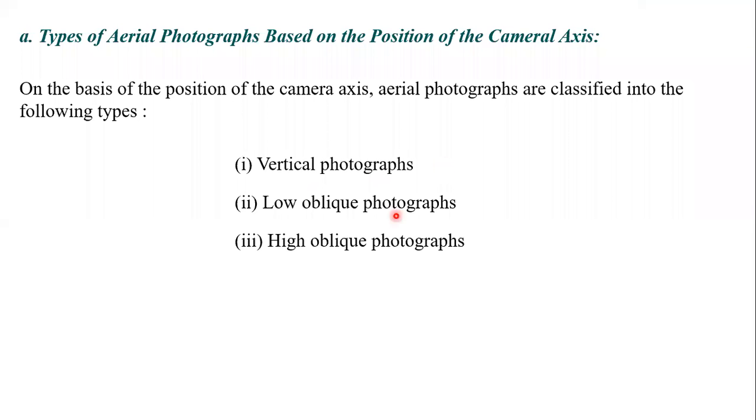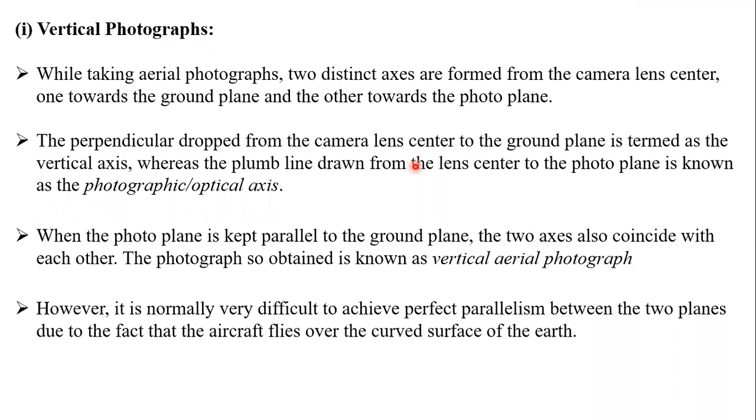So, vertical photography, low oblique photography and high oblique photography. We will see one by one. What is a vertical photograph? Vertical photography is nothing but taking an aerial photograph with two distinct axes formed from the camera lens center, one towards the ground plane and the other towards the photo plane. I will show one image, then you will understand. The perpendicular dropping of the camera lens center to the ground plane is termed the vertical axis. Whenever a perpendicular is dropped from the camera lens, the lens is focused and centered towards the ground.